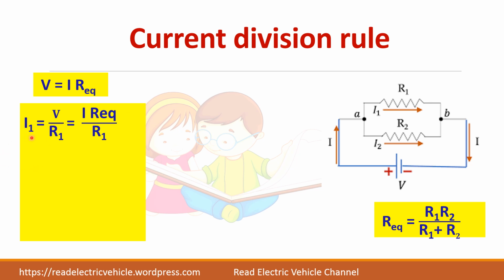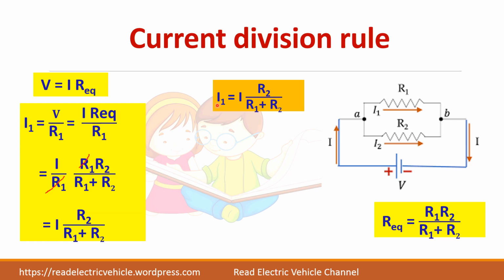So what is I1? I1 is the current through resistor R1. So I1 I can write as the voltage V divided by R1. So V is I into R equivalent, so divided by R1. So now instead of R equivalent, I am writing this one. Then you simplify this one, you will get what is I1.